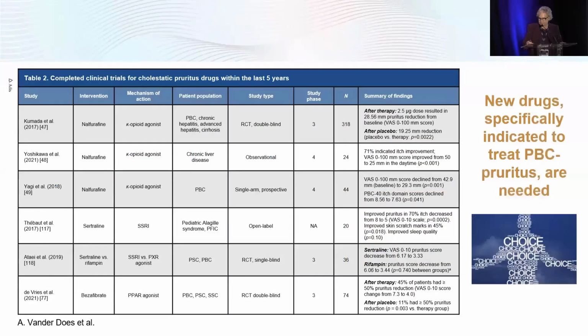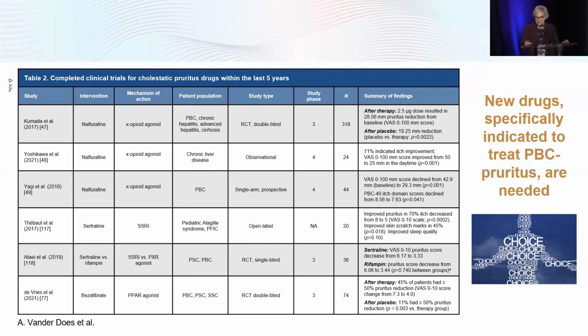So I just wanted to show you this very busy slide, showing the clinical trials that have happened in the last 5 years in agents with regards to itch and cholestasis. I think many of the targets were in the last slide. We have opioid agonists, the PPARs, fenofibrate, and SSRIs. The N's are all small, and they're not going to get us to FDA approval.